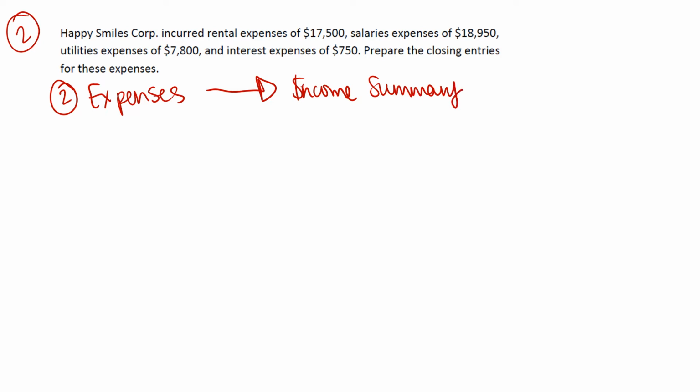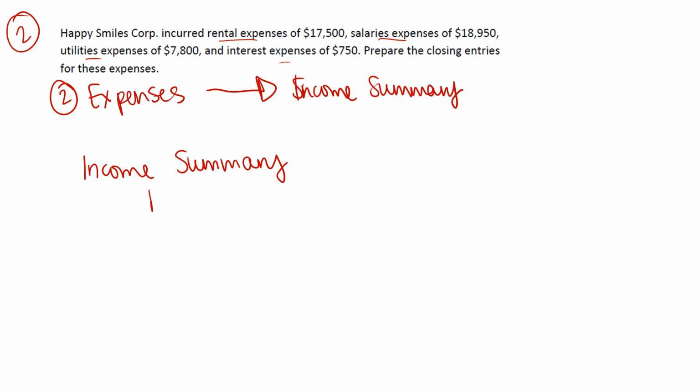So the way that we'll do that, remember when we record expenses, we always debit the expense because expense accounts have a normal debit balance. But if we want to reduce all of those balances to 0, then we have to do the opposite to reduce the balance. So we will credit all of the expense accounts. So if the expense accounts are our credit, then income summary has to be our debit. So we will debit income summary and then credit all the expense accounts that are listed.